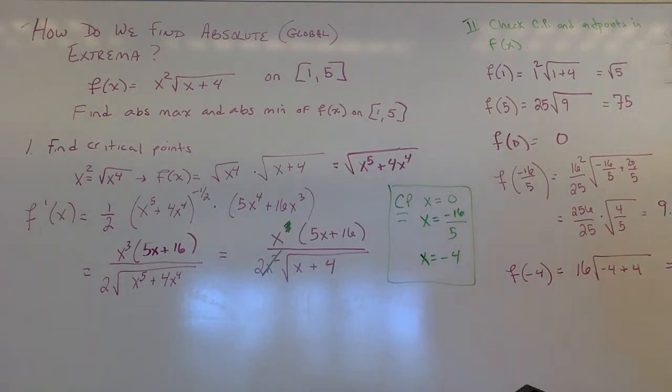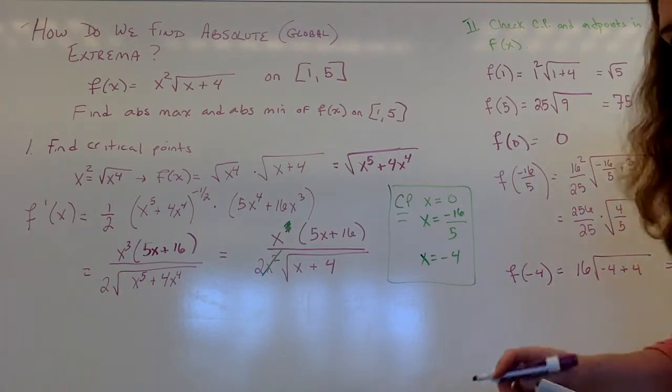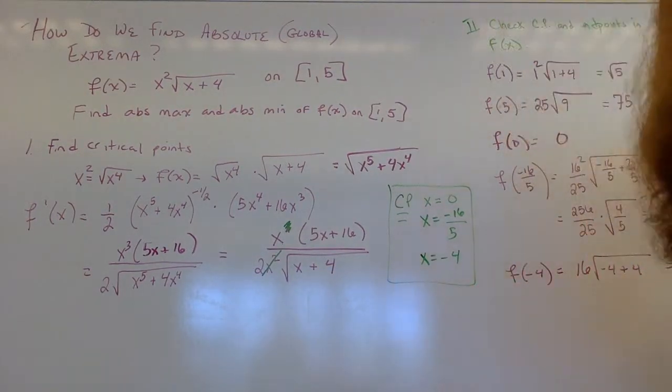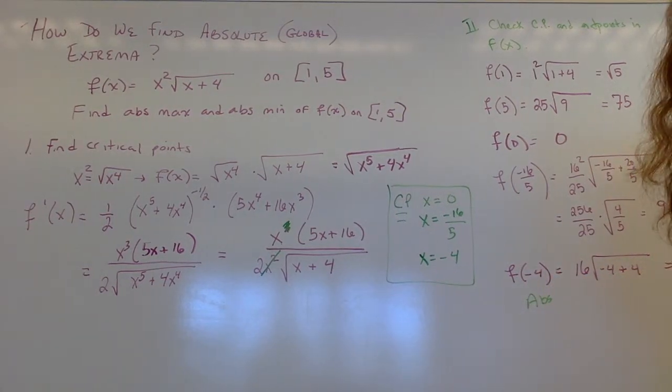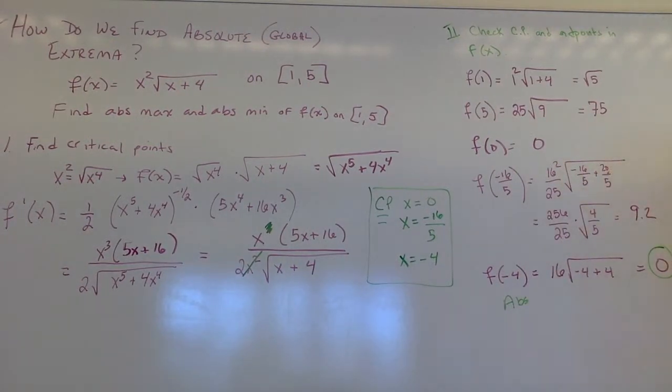So now I just look, okay, this is my smallest, so I have an absolute min. Oops, you can't see that there. Hold on, let me just adjust. There we go. Absolute min of 0 at x equals negative 4. My biggest y value is 75, so I have an absolute max of 75 at x equals 5. And boom, I'm done.